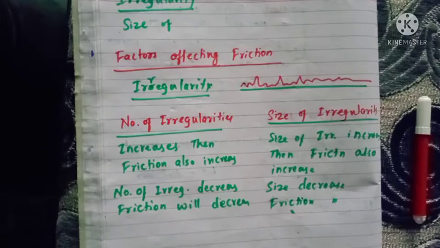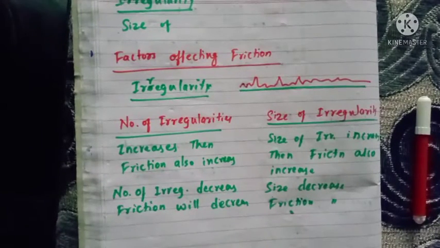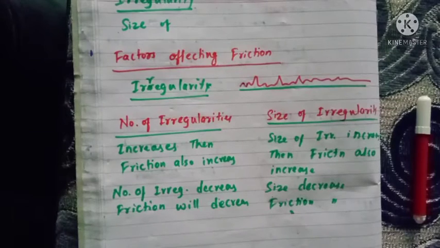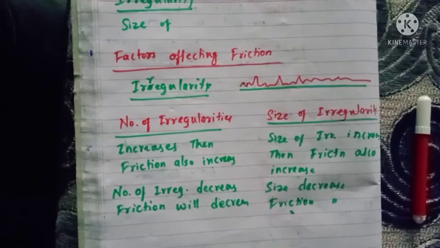So these are the two factors. One factor is the size of the irregularity. If the size of the irregularity increases then definitely the friction also increases, and if it decreases then the friction also decreases. And then the number of irregularities: if that number increases then again friction also increases. If the number decreases, then friction also decreases. So idu factors which are affecting the friction.